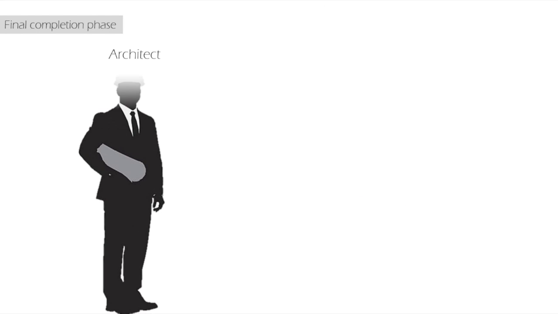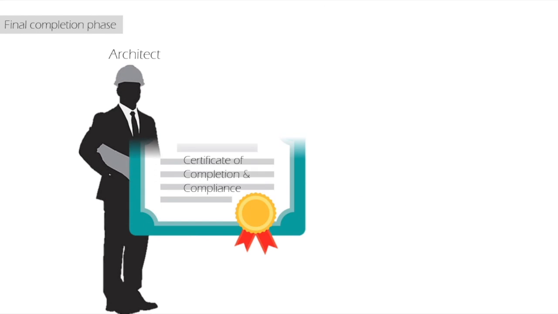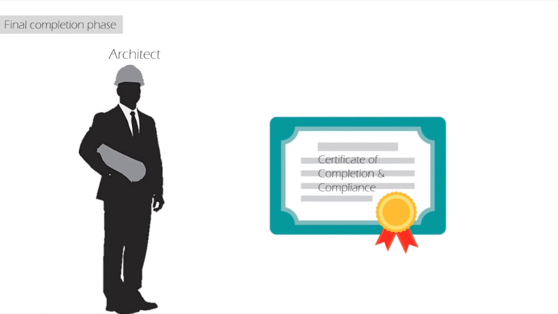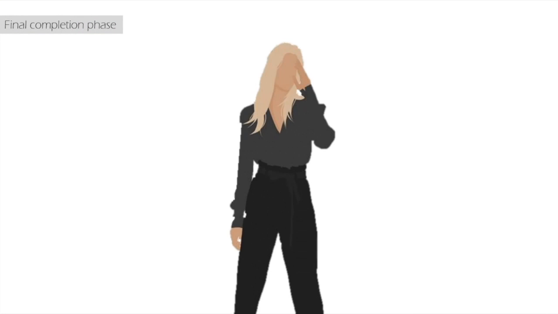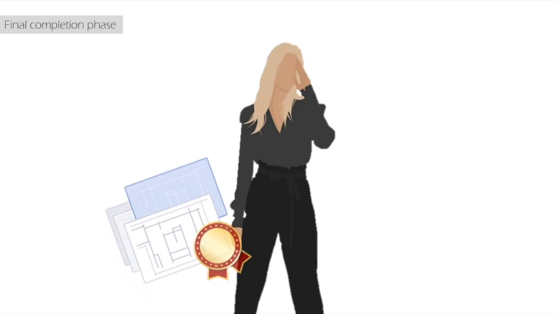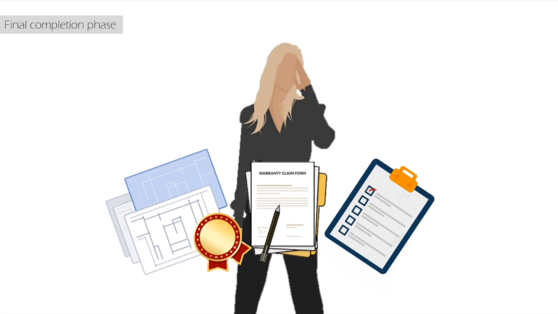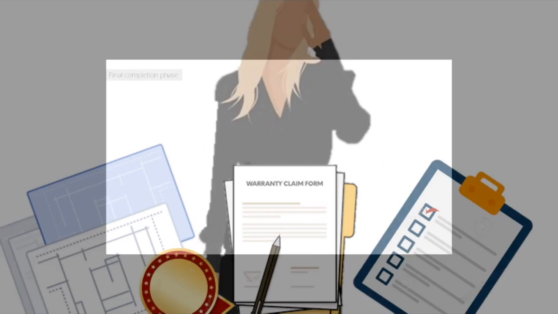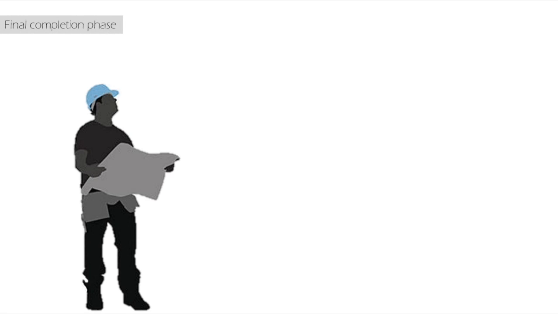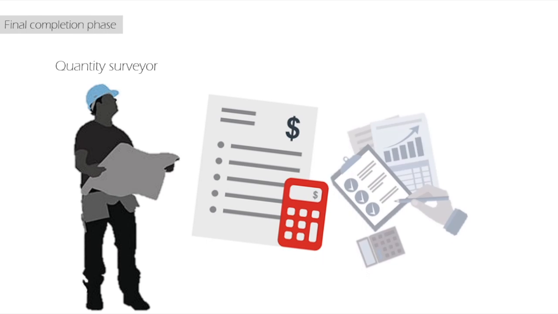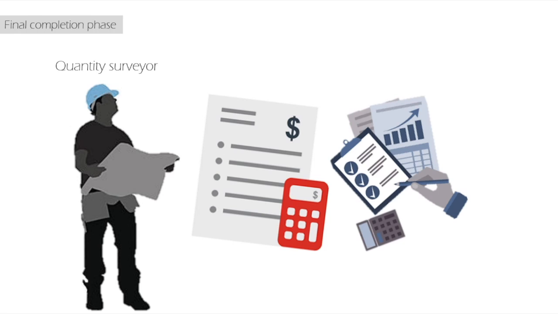Then, the architect will issue a certificate of completion and compliance, which is also known as CCC, to ensure the building is fit and safe for occupancy. After that, the architect will certify the as-built drawings and submit the maintenance manual together with all the warranties to the clients. Meanwhile, the quantity surveyor will agree on the final account with the contractor and prepare a detailed cost analysis of the agreed final account.